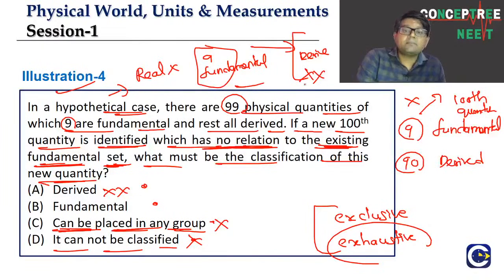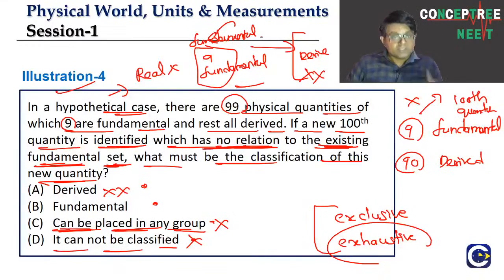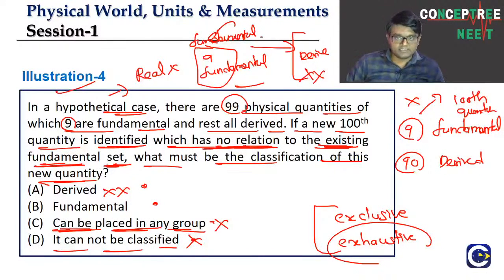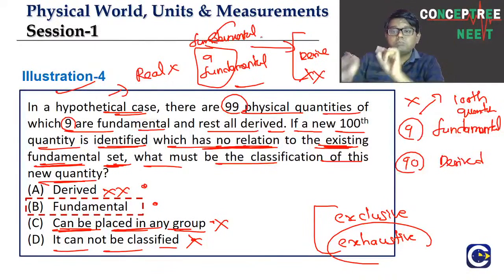Then where does it have to be kept? It has to be kept in the fundamental. The new 100th quantity has to be kept in the fundamental. Why? Because remember the statement we said about fundamental quantities: they are independent of each other. Using the fundamental we can derive all the others, and all the others are what you call the derived quantities. Clear students? So what is the answer for this? We should be putting this 100th quantity in the fundamental set.